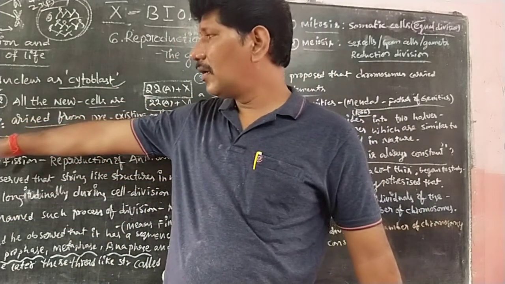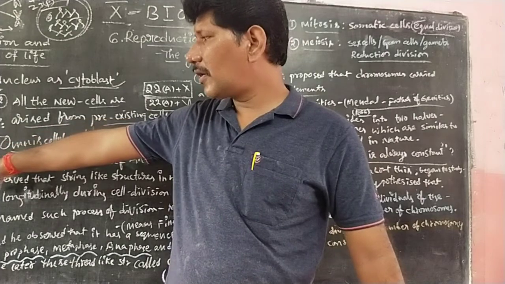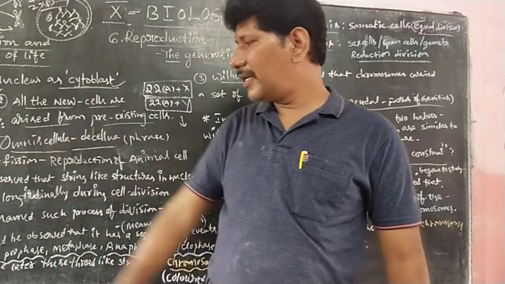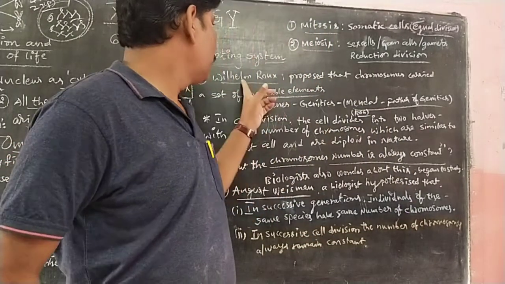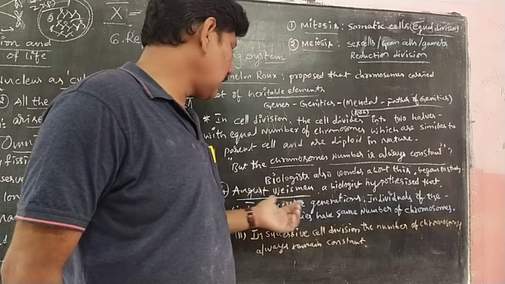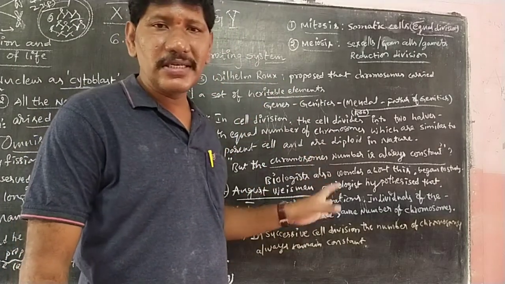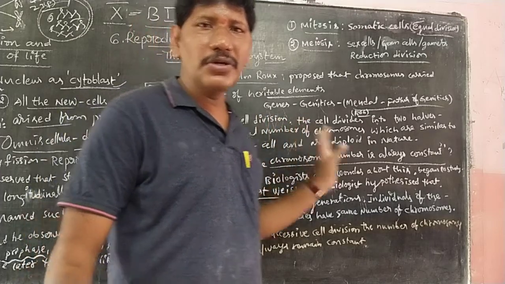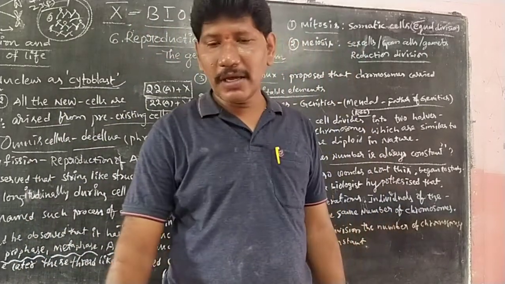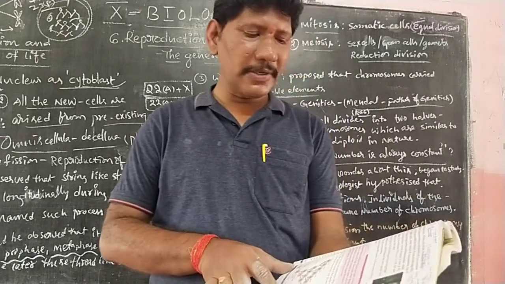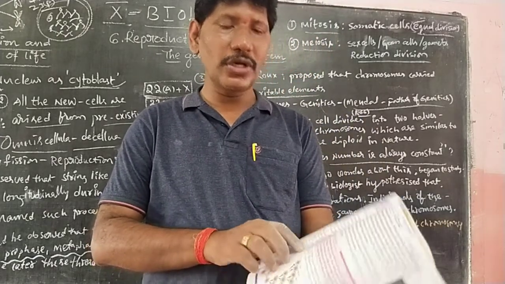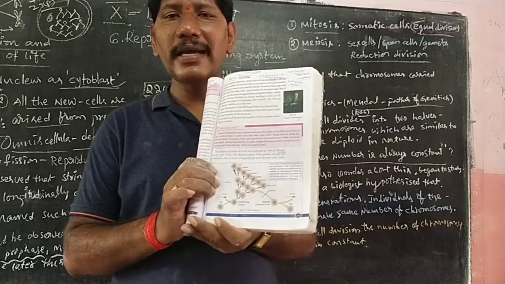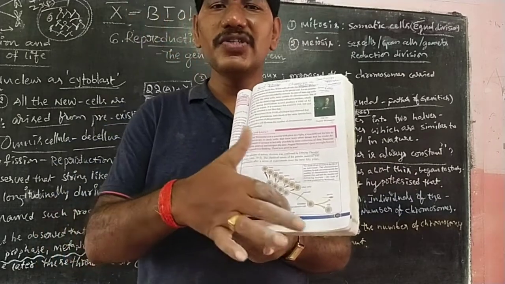Schleiden, Rudolf Virchow, next Robert Remak, Walter Fleming, next Wilhelm Roux, next August Weismann. These are the scientists who gave the related information regarding cell division and continuation of life. Then we move to the schematic representation given by Theodor Boveri, the schematic diagram related to mitosis.